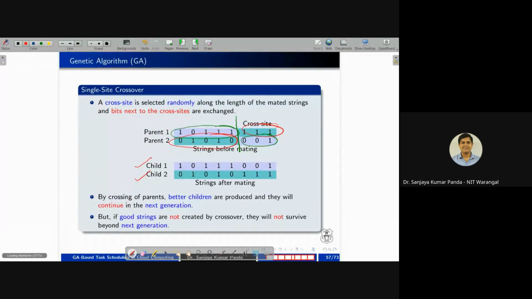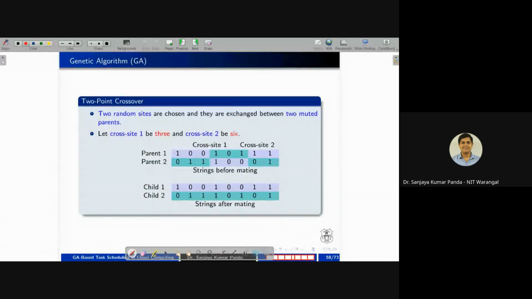But in some cases I can take 2-point crossover. In 2-point crossover, I'll take cross site point 1 and cross site point 2. I'll take the first part of parent 1, the second part of parent 2, and the third part of parent 1. Similarly, I can take the first part of parent 2, the second part of parent 1, and the third part of parent 2. Okay, so I can generate the children like this.